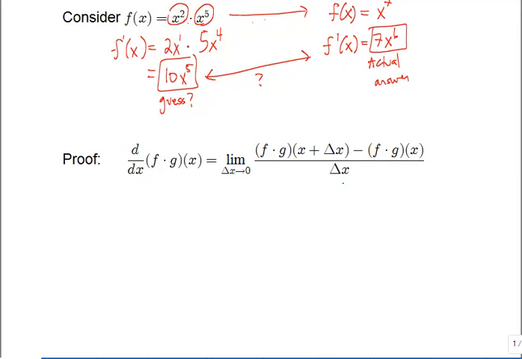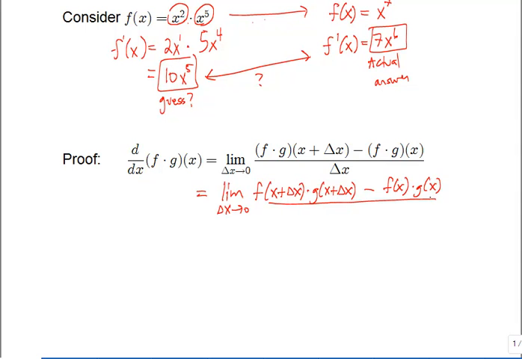In this particular problem, what we're trying to do is find the limit, or the derivative, of this product. When I say f times g of x plus delta x, that really means f evaluated at x plus delta x times g evaluated at x plus delta x. And then we're going to subtract from that f evaluated at x times g evaluated at x. So this is what our limit definition of the derivative would look like for the product of f times g.